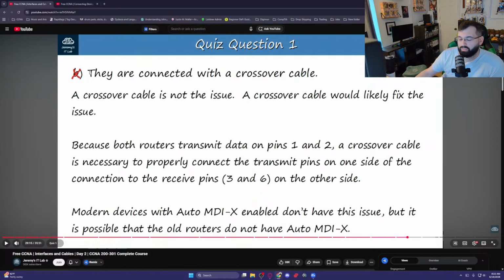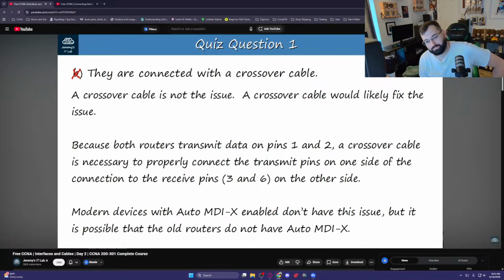The question was asking what was wrong, not what the solution was. Because both routers transmit data on pins 1 and 2, a crossover cable is necessary to properly connect the transmit pins on one side to the receive pins, 3 and 6, on the other side. Modern devices with auto MDIX enabled don't have this issue, but it is possible that the old routers do not have auto MDIX. So B, they are connected with a crossover cable, is incorrect.